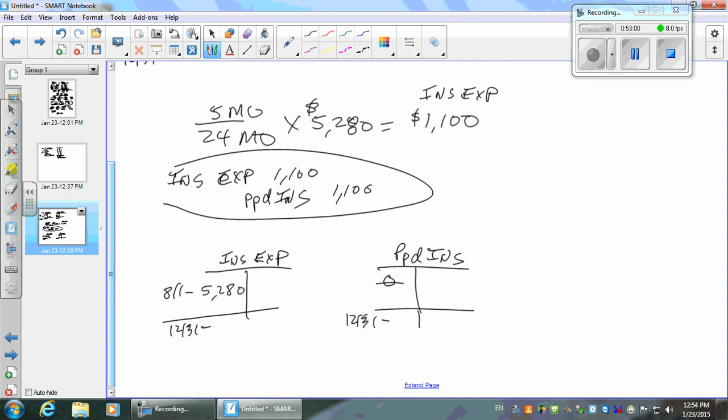What do you want insurance expense to be at the end of the year? The amount you used up. How much is that? 1,100. What do you want prepaid insurance to be? The amount you didn't use up. How much was that? 4,180. Everybody get it? What's my journal entry? Debit what? Prepaid insurance. How much? 4,180. Right, guys?